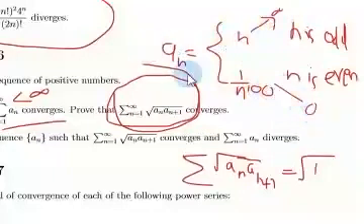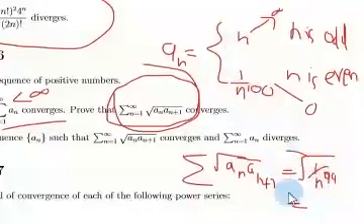Definitely a_n does not converge. So the sum here does not converge. But the product of these two, the square root of n to the 99 times 1 over n to the 101, using the p-test, the sum of this is convergent.